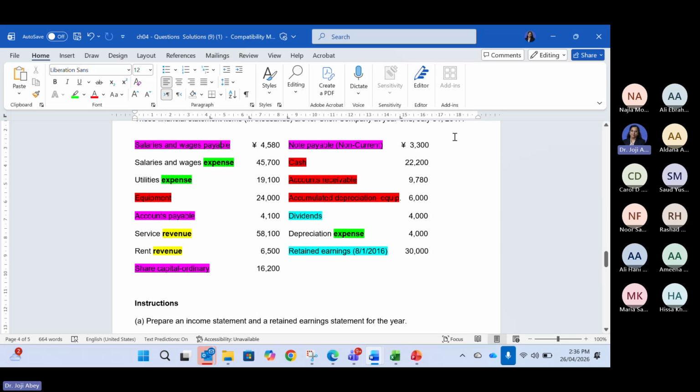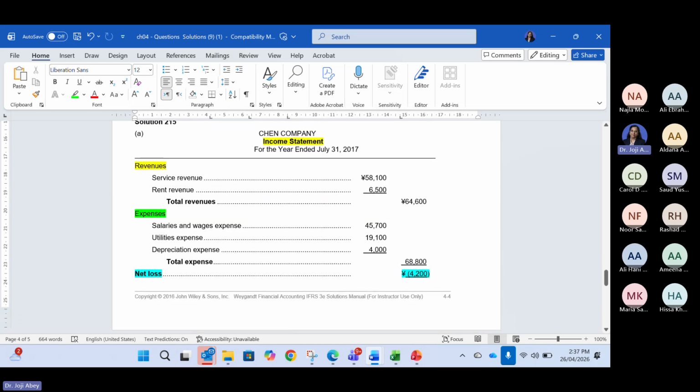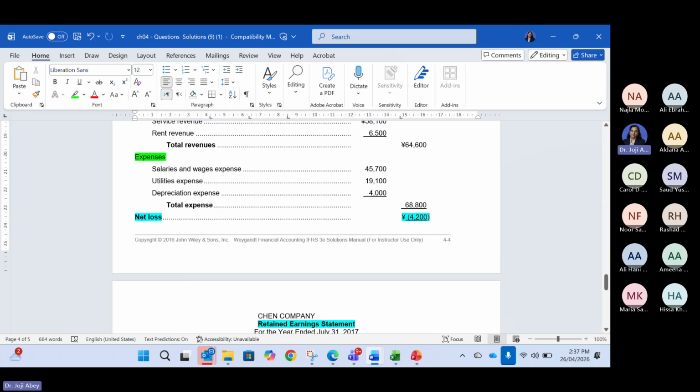Then we have non-payable items, non-current: cash, account receivable, accumulated depreciation, dividend, depreciation, and retained earnings. When not payable, here it is clearly mentioned it is non-current. That means it is not a current liability. See here, you are preparing your income statement. Always remember, it is not mandatory that you always receive profit. It can be loss also. So here in this question, it's a loss for you.